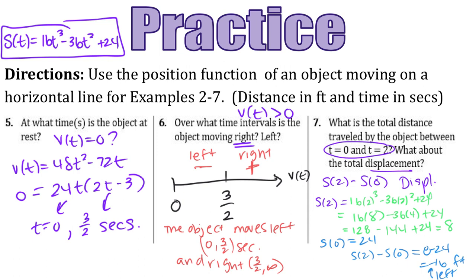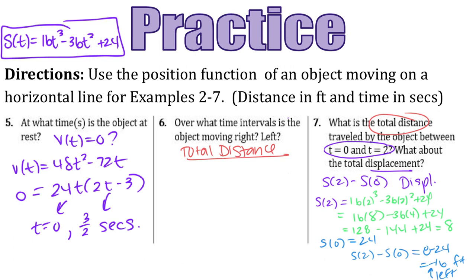Now let's talk about total distance. And I need some more room to work, so I'm going to erase my work in number 6 so that I can do total distance in that space. All right, here we go. When we're looking at total distance over the same interval, so we're still looking from 0 to 2, we need to take into account all directional changes.